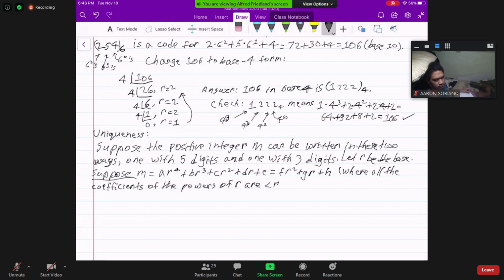remember, we showed that on Thursday. We also discussed how if you're writing a number in base 10, all the digits are less than 10. Once you get up to 10, you move it to 10 to the 1st plus 0. So yes, the coefficients of the powers of R are less than R. And the coefficients are the digits of the number.